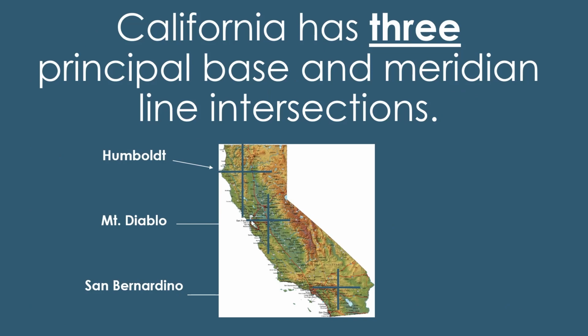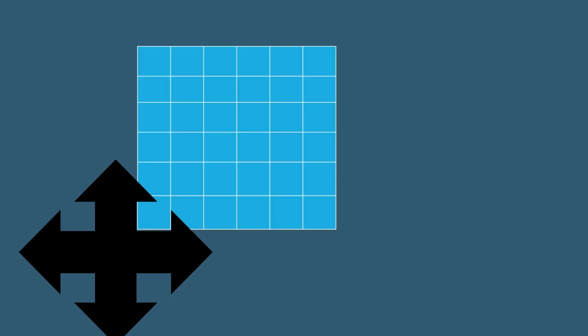So California has 3 principal base and meridian line intersections. So these 3 are Humboldt, Mount Diablo, and San Bernardino. So with these 3, we have these 3 intersections, and we take these intersections. So for instance, right here, let's say this is Humboldt. This is the intersection that we have of the base and meridian lines. Well, we then take this and we have squares that go out. So this is called a township. So they go through all sides of this intersection.